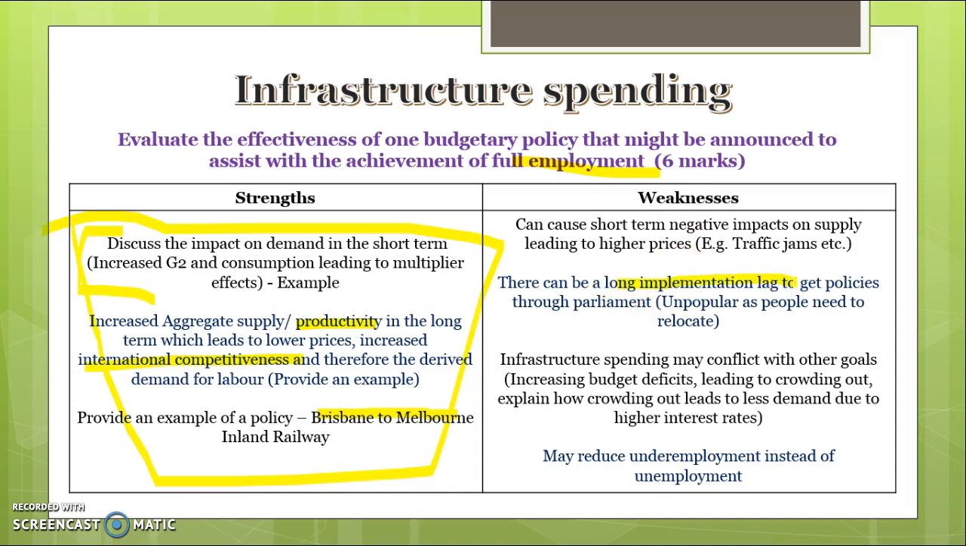Often policies related to infrastructure can be unpopular because people need to relocate. It can take a long time to get through the Senate. You could even mention the East-West link as an example there. It can also have negative impacts in the short term on supply, through traffic jams and roadworks and things like that. It can also conflict with other goals, so it can lead to increased budget deficits. You could talk about how this leads to crowding out and might lead to increased interest rates as the demand for borrowed funds increases. And potentially it might lead to more underemployment instead of reducing unemployment as well.